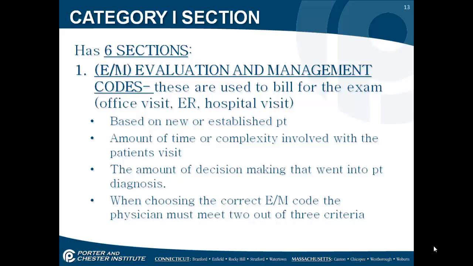The 6 sections of the CPT book. The first section is evaluation and management codes. These are used for billing the examination, your office visit, your ER visit, your hospital visit. It's based on new or established patient, the amount of time or complexity involved with the patient visit, the amount of decision making that went into the patient's diagnosis. When choosing the correct E&M code, the physician must meet 2 of the 3 criteria.